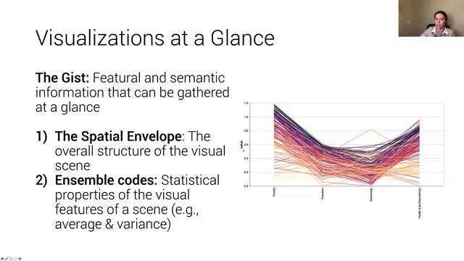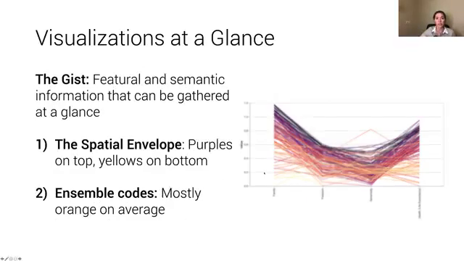Ensemble codes are a little bit trickier to define. They're essentially the structural properties of a scene, such as the average color or average size and the variance of color and size. So if we wanted to get a quick proxy for what our visualization looks like at a glance, one of the simplest hacks that we can use is we can simply blur the image.